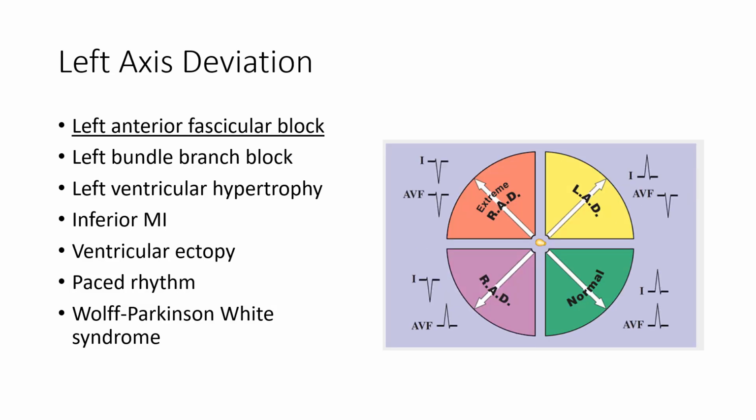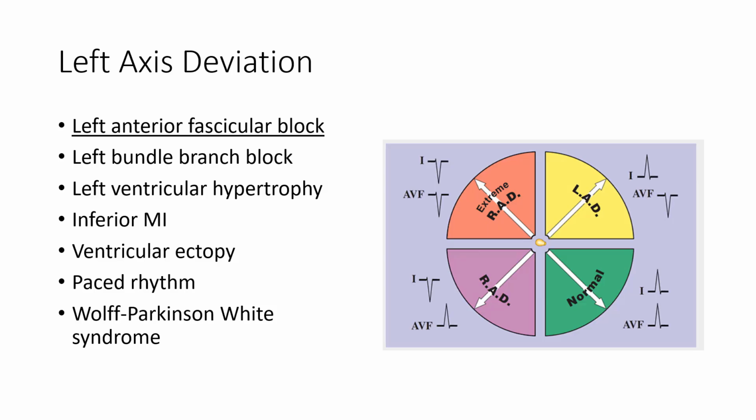So here are some possible causes of left axis deviation, where you have a positive deflection QRS in lead 1 and a negatively deflected QRS in AVF, and then an overall net negative QRS in lead 2. Left anterior fascicular block is an important one, and that's why I've underlined it here. If you see left axis deviation, you should go on to look for and diagnose, if it is present, a left anterior fascicular block. We will talk more about left anterior fascicular block when we talk about problems associated with ventricular conduction. But suffice it to say now, if you see left axis deviation, you should look for and diagnose, if it is present, a left anterior fascicular block.